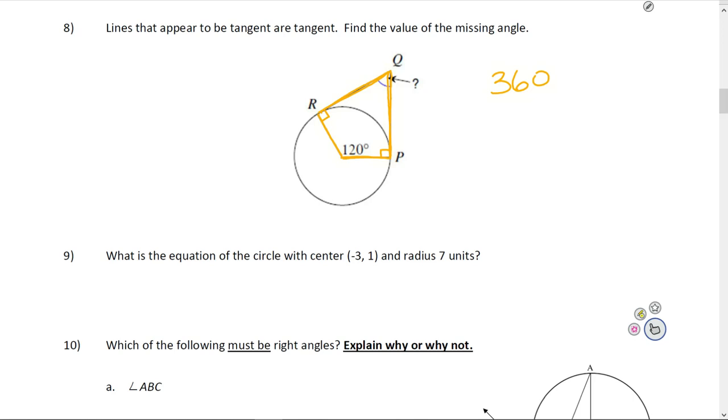So I know what three of them are. 360 minus 90, minus 90, minus 120 is 60 degrees. Okay, so this angle is 60 degrees.